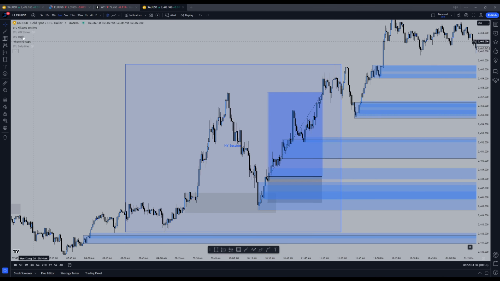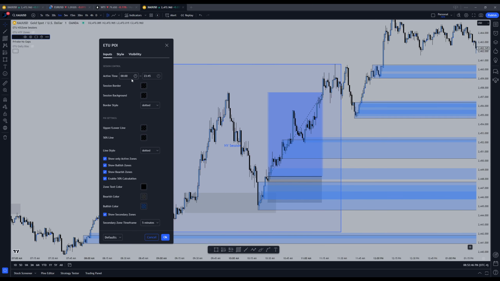So what you can do is you just get an indicator and you put in the active time that you want to have it start drawing zones. These are all in EST, by the way, UTC -4, so you can convert your time zone. If you only wanted to draw these POIs from 11:30 to 1, you can change it there. I just have it on 24/7 in case I'm trading Asia session as well. I don't bother too much with active control.